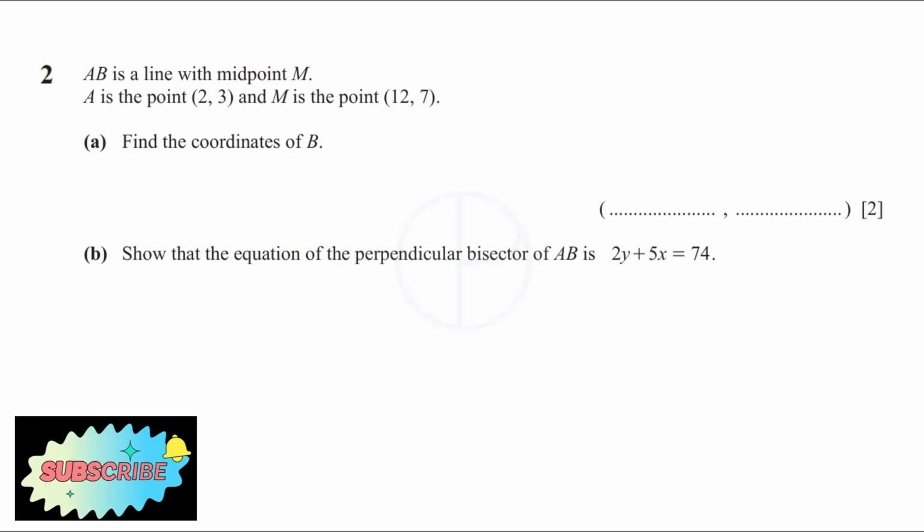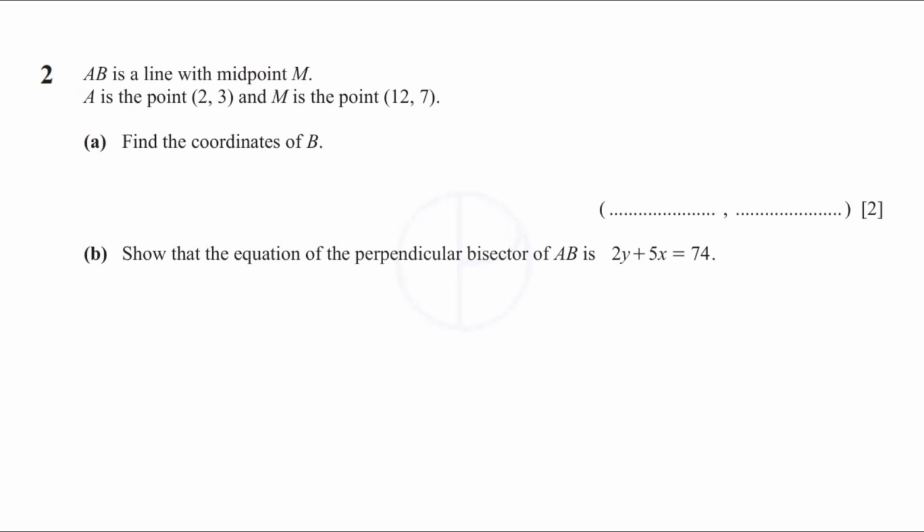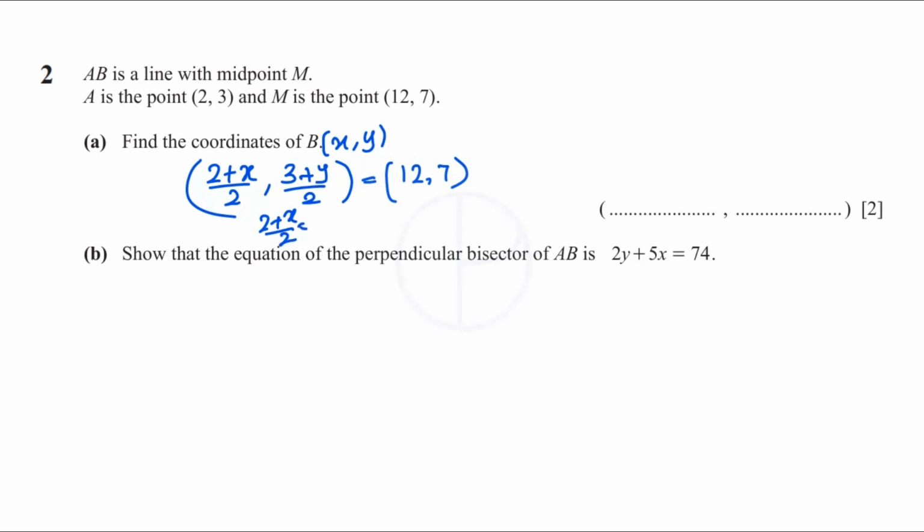The next question is AB is a line with midpoint M. A is the point 2, 3 and M is the point 12, 7. Find the coordinate of B. Okay. So let's take the coordinate of B as x, y. And we know the midpoint is 2 plus x divided by 2, 3 plus y divided by 2. And it's given this is equal to 12, 7. That means 2 plus x divided by 2 is 12. So 2 plus x is 24.